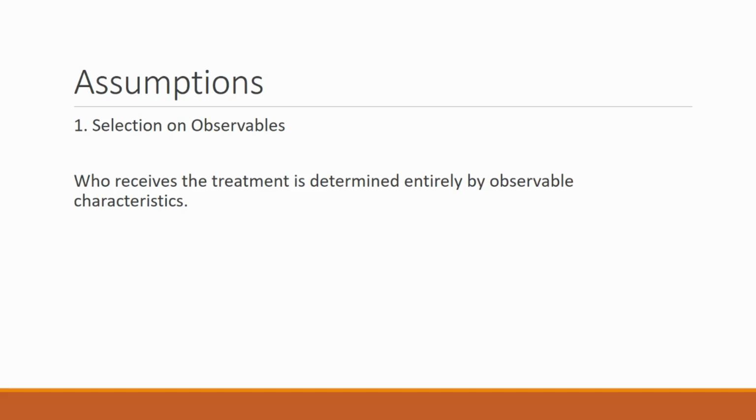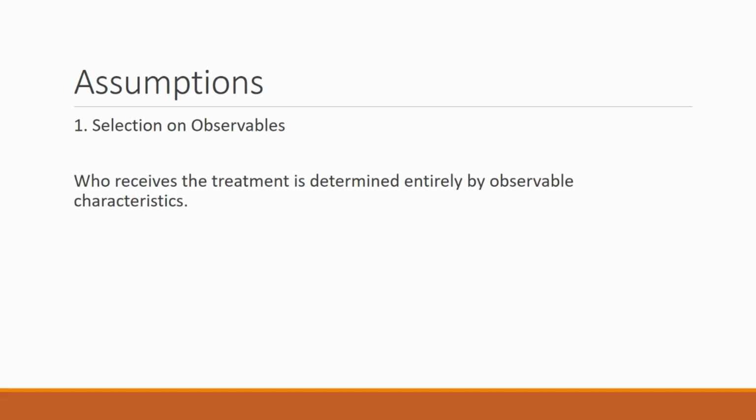So if the ownership of a textbook is determined entirely by these observable characteristics, if it's determined entirely by how much income the family has, the size of the family, the age of the student, etc., if it's determined by all these observable characteristics, things that I can observe, then we have, quote, selection on observables.